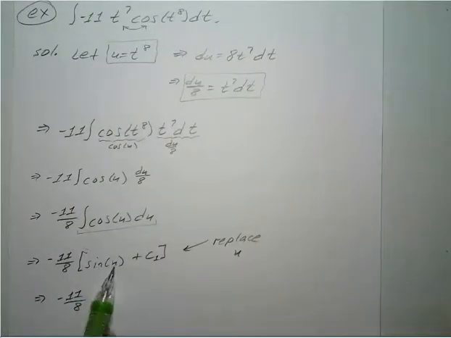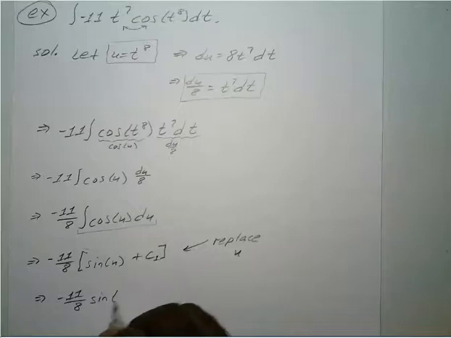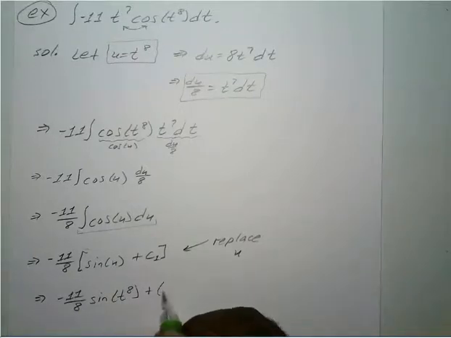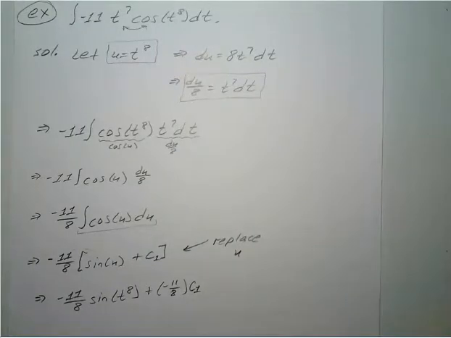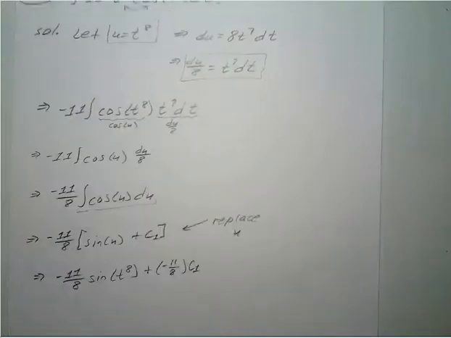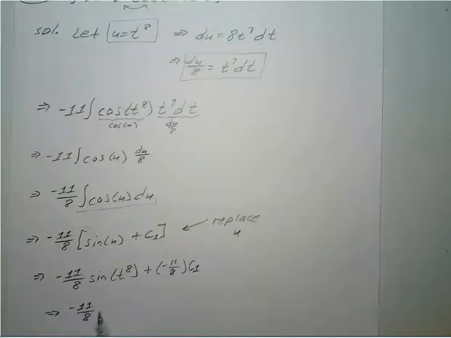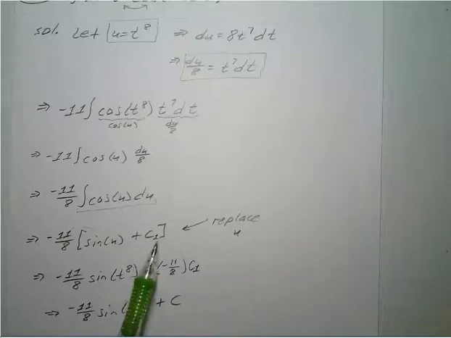So sine t to the 8 plus, you can say a negative 11 over 8 times c sub 1. A constant times a constant is still a constant. So really, you didn't have to do that step. I just wanted to explain that you could. Okay, so really that just becomes negative 11 over 8 sine of t to the 8th plus c. And again, you could have just made that plus c from the very beginning, and you would have been okay.